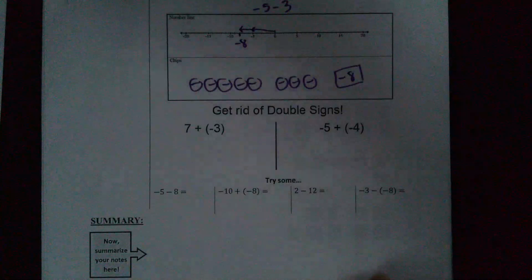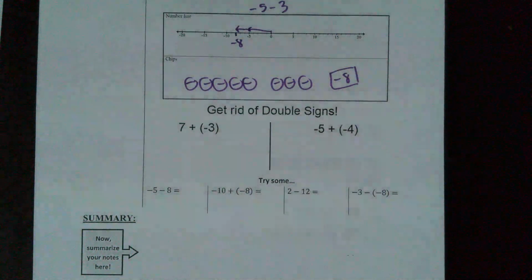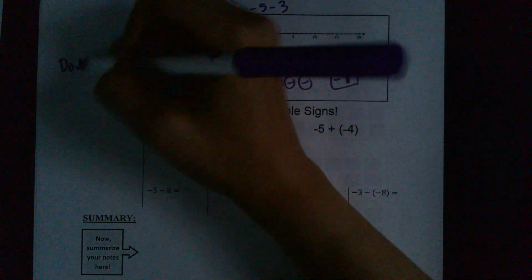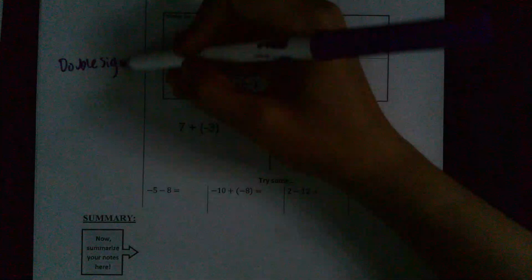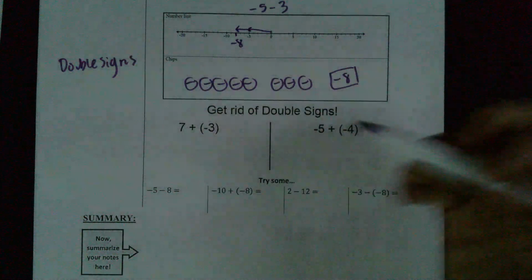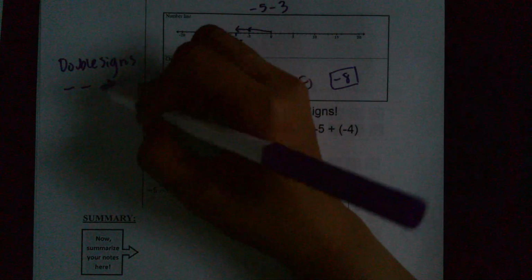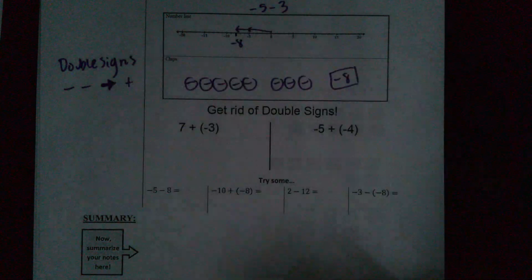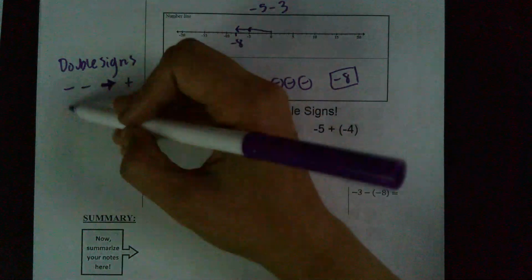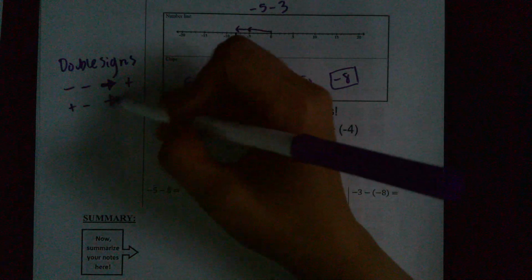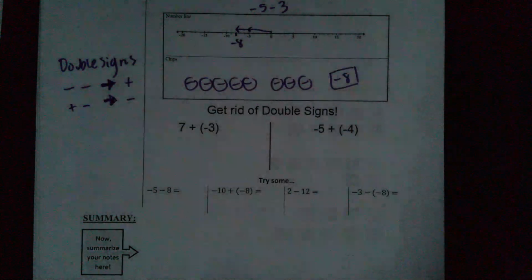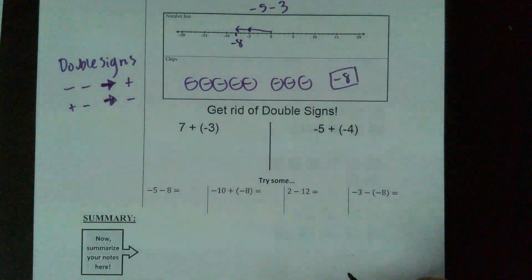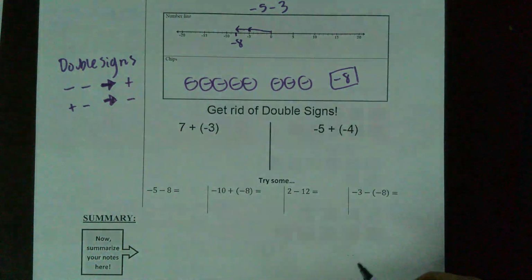Okay, so again, we have double signs. If we remember from before, a negative negative turns into a positive. That was from the last lesson. And then if we have a positive negative, that turns into a negative. This is just something you're going to have to memorize.